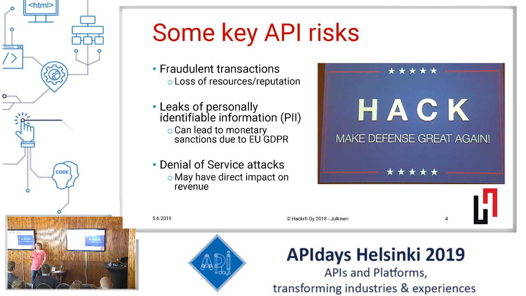For example, we can have fraudulent transactions, especially if there is any kind of monetary value involved in the API calls, like ordering a pizza. If somebody can circumvent the authentication and authorization layers, then they get free pizza. Well, pizza is small potatoes, but you get the idea.